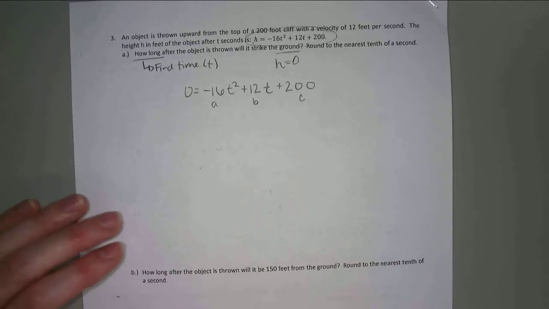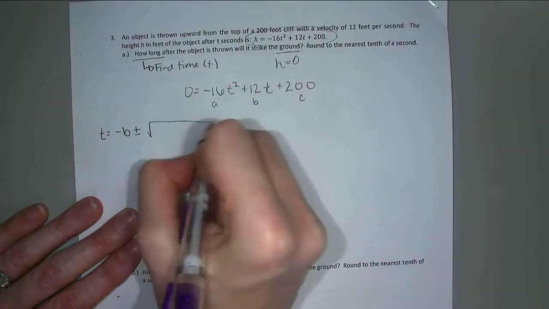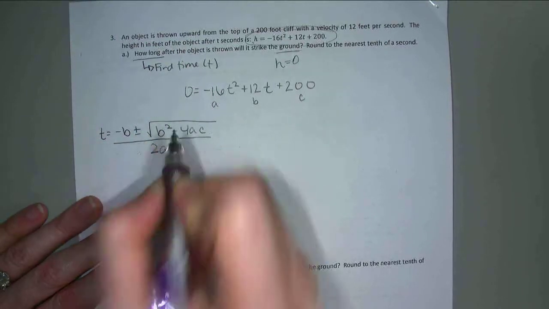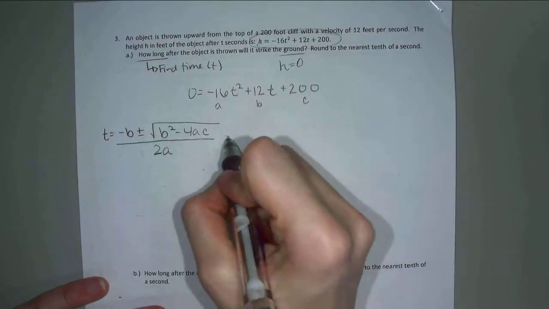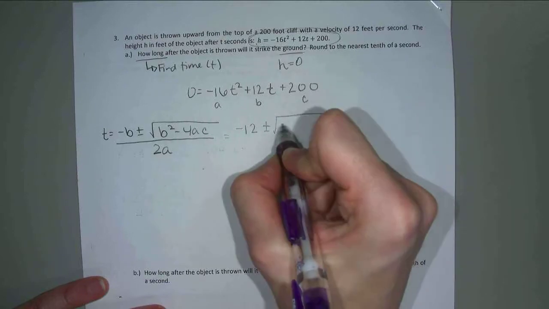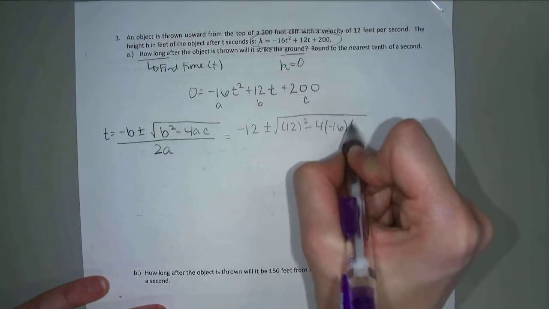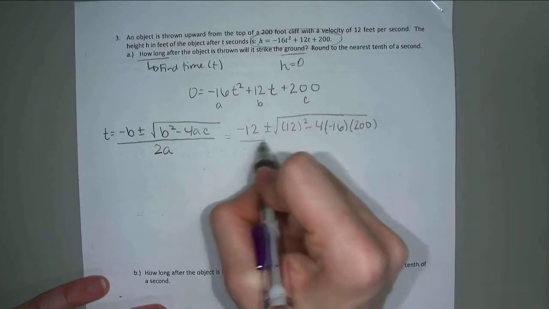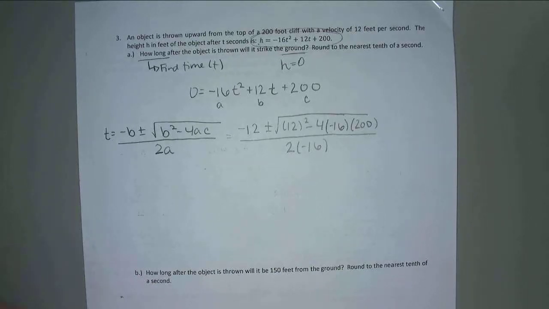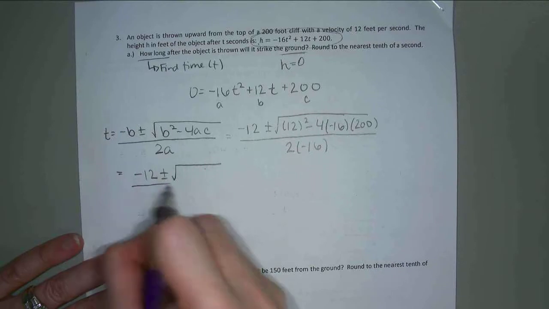But instead of x equals, it'll be t equals negative b plus or minus the square root of b squared minus 4ac all over 2a. My b is positive, so when I plug it in, it'll be a negative 12 plus or minus 12 squared minus 4 times my a of negative 16 times my c of 200 all over 2 times a, or 2 times negative 16. Okay? So I'm going to let the negative 12 hang out, plus or minus, and come up with a number over negative 32.